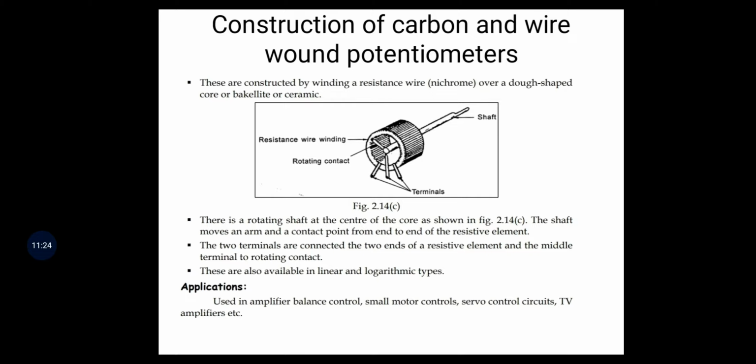The applications of wire wound potentiometers: they are used in amplifier balance control, small motor controls, servo control circuits, and TV amplifiers. What are the applications of wire wound potentiometers? Used in amplifier balance control, small motor controls, servo control circuits, TV amplifiers. These are the applications of the wire wound potentiometers.